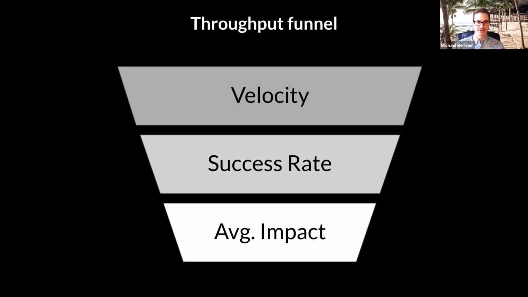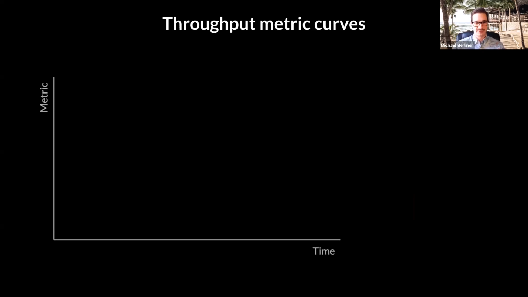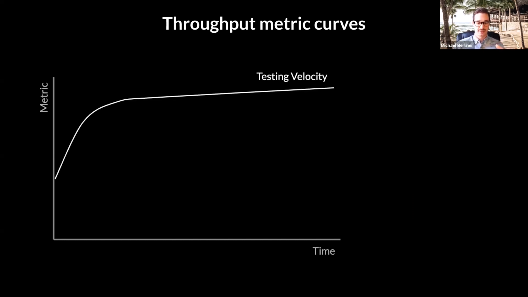So looking at these throughput metrics, I've talked a little bit about how they change over time. So I just want to put some visuals up of how that might look. So for testing velocity, this is something that I think can have really quick wins and optimizations. They're not always easy because usually your testing velocity is determined by how your team is structured from an organizational standpoint, whether you have the right resource allocation, as well as your processes and things like that.